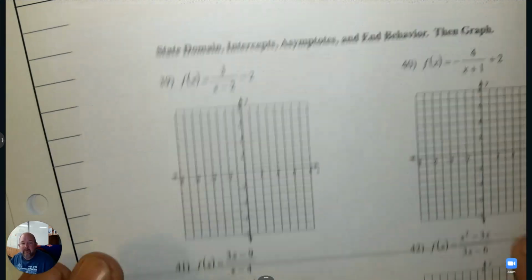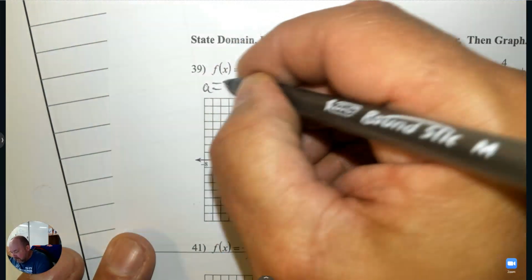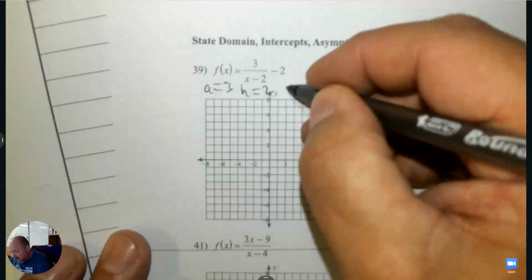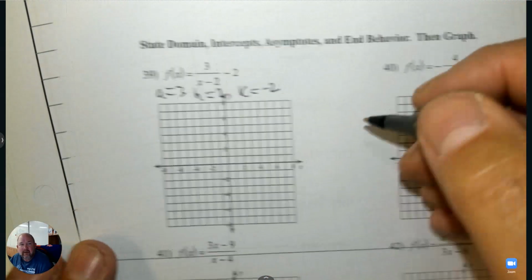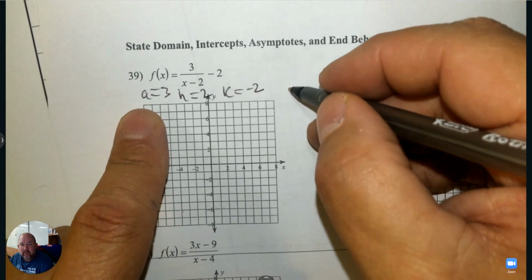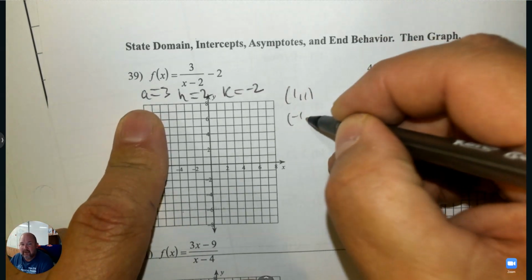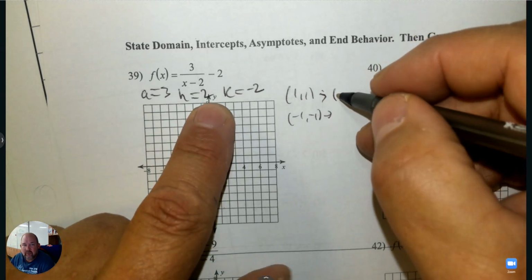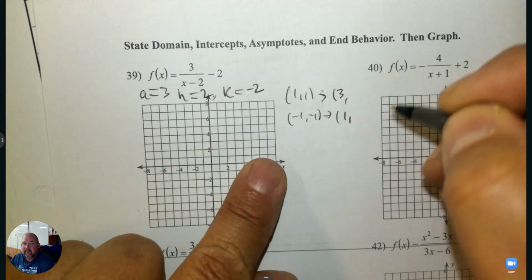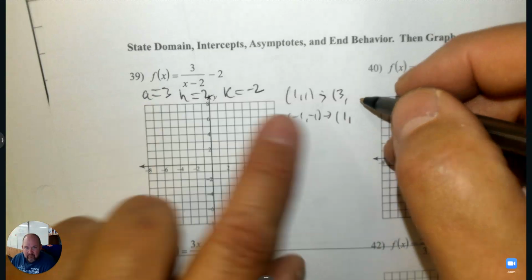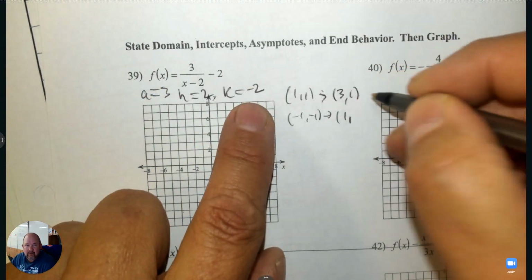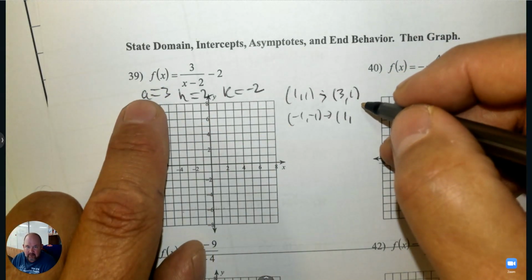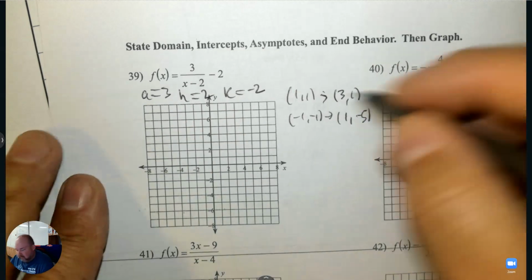Can you graph some reciprocals? A is equal to 3, H is 2, K is negative 2. How does this break down? So we have 2 points, 1, 1 and negative 1, negative 1. And we're going to change those. So we're going to add 2. And we're going to multiply. So 1 times 3, take away 2. Negative 1 times 3, take away 2. Put those points on our graph.